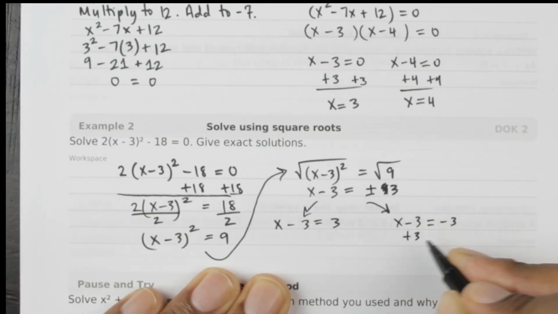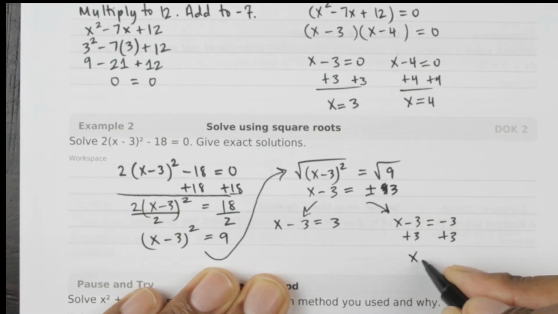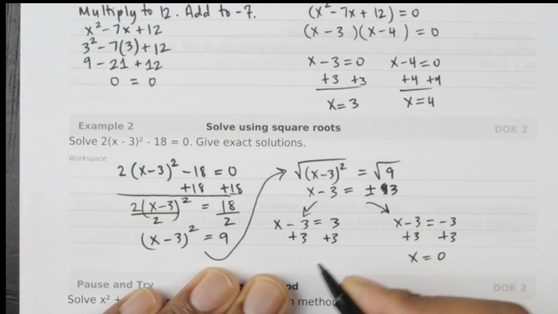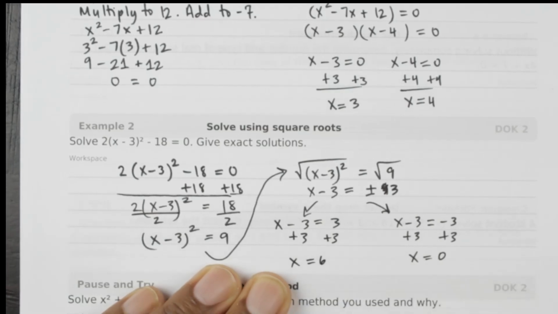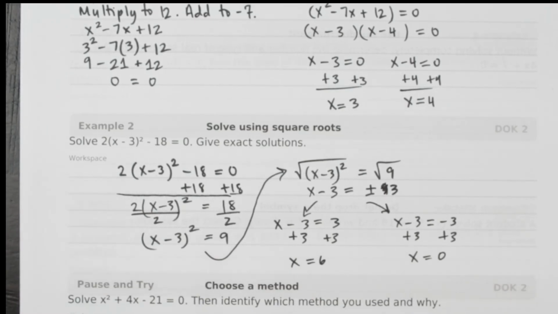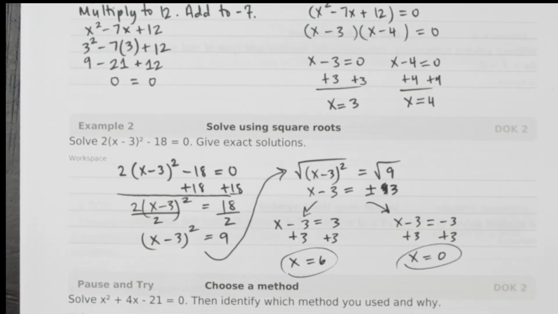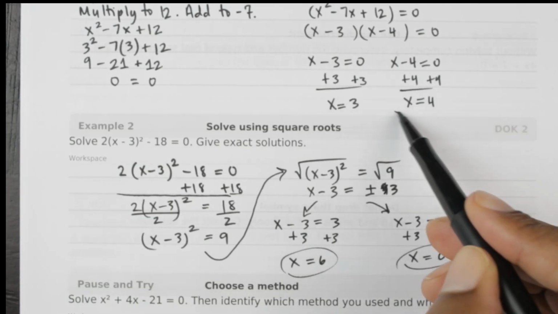Adding 3 over here, we have x is equal to 6. Adding 3 here, we have x is equal to 0. Okay. So we have the solutions. X is equal to 0. X is equal to 6.